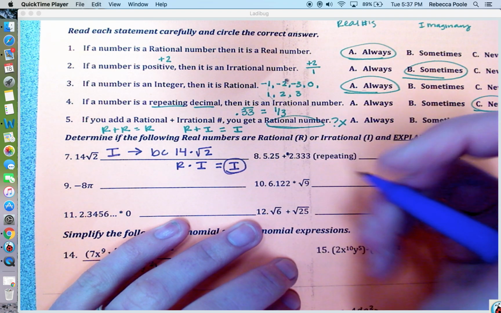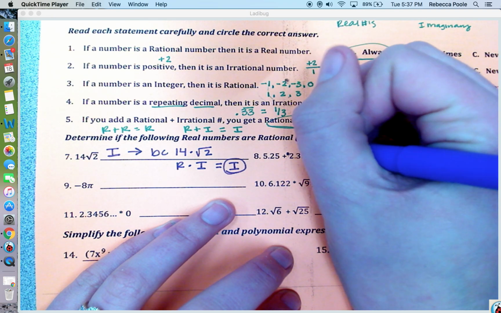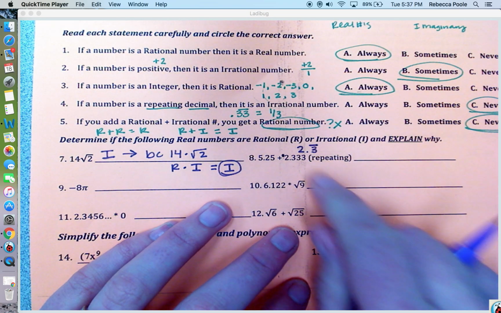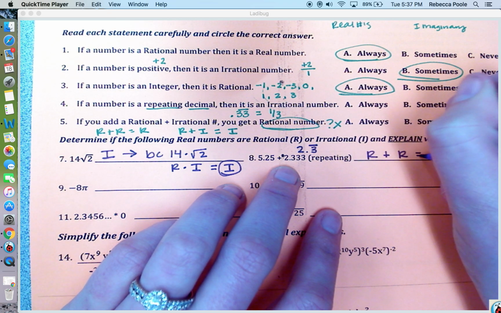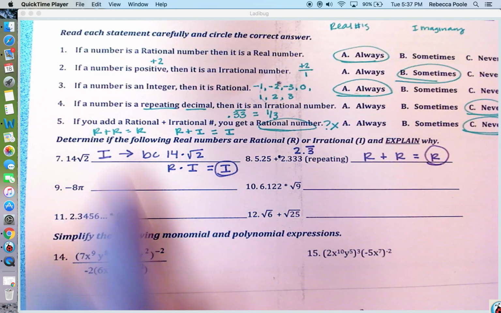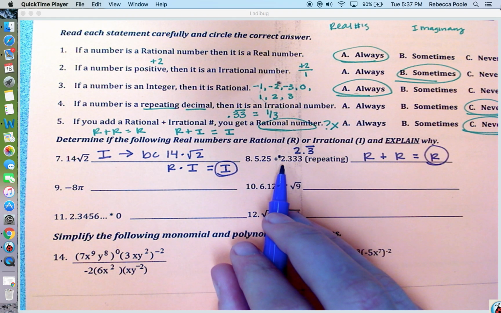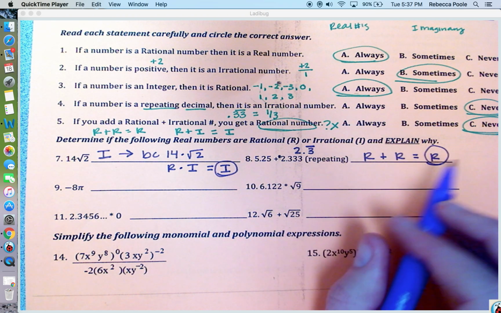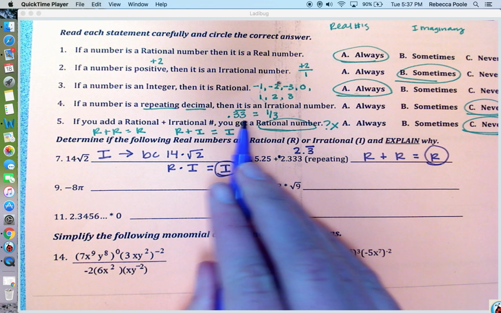So for number 8, we have 5.25 plus 2.333, and it says repeating. So we're going to pretend this is 2.3 repeating. I shouldn't say pretend, we're inferring because it says repeating. So I've got a rational plus a rational. Well, if you look up here at number 5, we just talked about how a rational plus a rational will always give you another rational. Another way you could check this is to add these two in your calculator. It will end up being 3 repeating on the end, which means it's a repeating decimal, which we know, as we talked about up here in number 4, is a fraction.